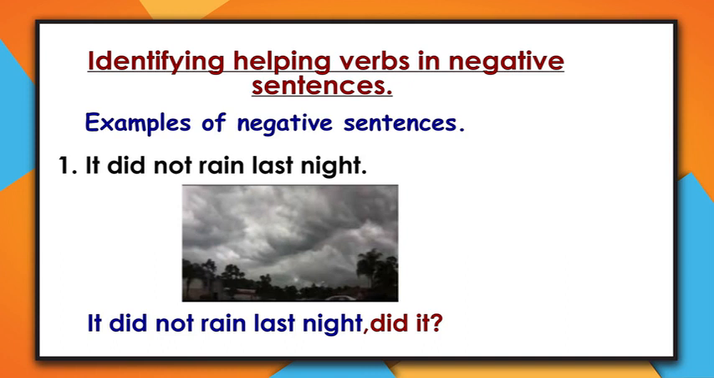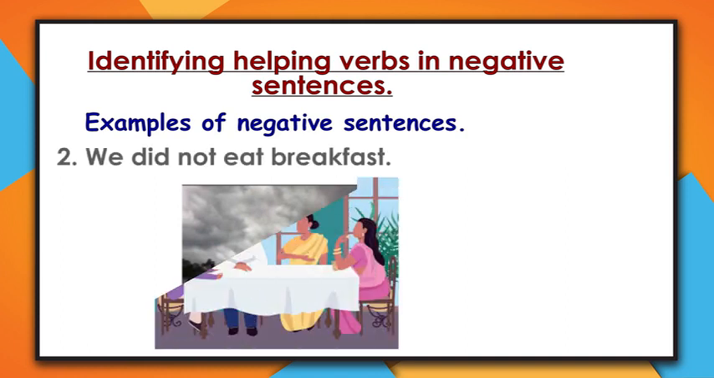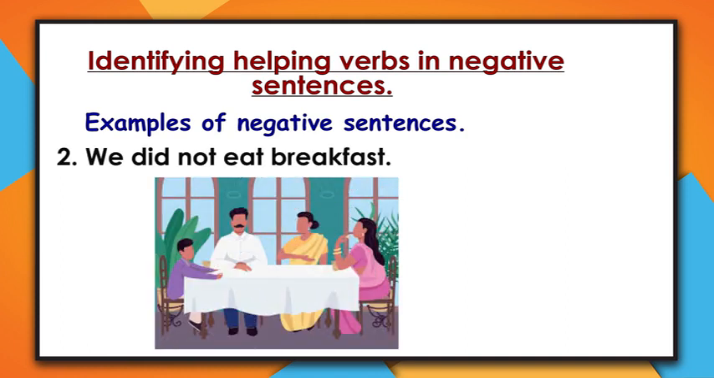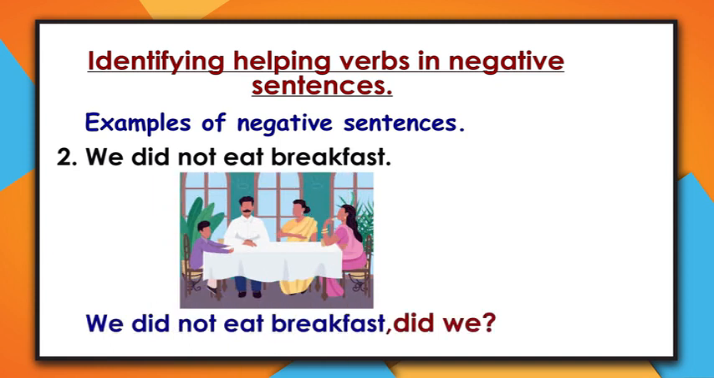My next example says we did not eat breakfast. When you see that sentence, again it's negative because of the word not. So we are going to supply a positive question tag, whereby we get our helping verb, then we add our pronoun we, and our answer will be did we. So the statement is we did not eat breakfast, comma, did we? Hope we are moving together, my lovely viewer.